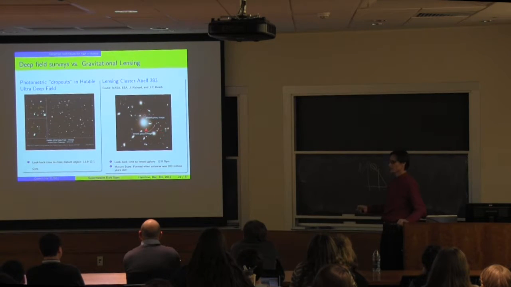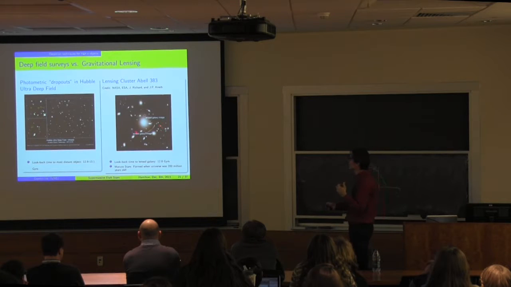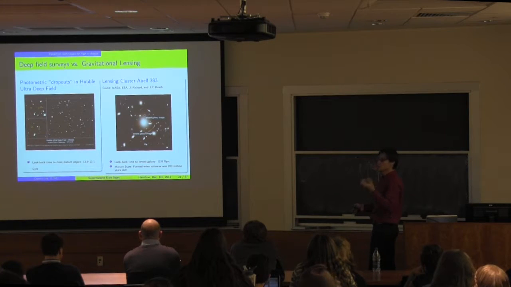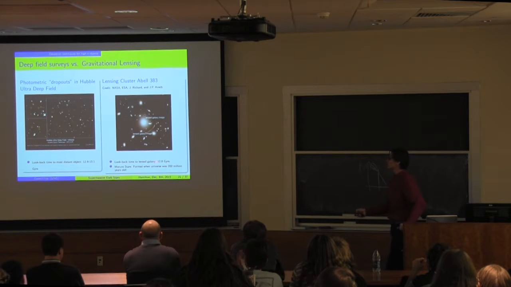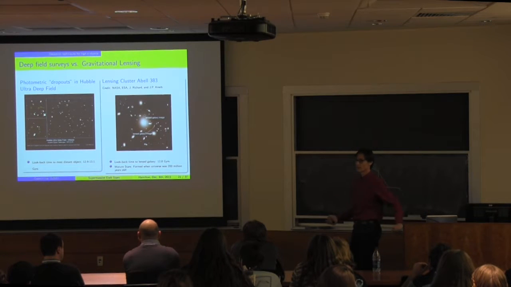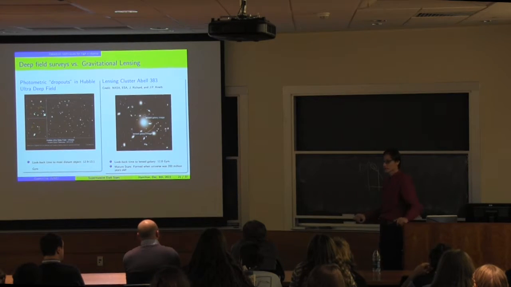If you have a very faint distant object, if it's gravitationally lensed by a very large cluster, such as in this case the Abell 383 cluster, you can hope to boost its signal to observable levels. And in this way, the most distant object has been observed and identified to have a lookback time of 13.8 giga-years, which is extremely impressive because the age of the universe is kind of close to that. So being able to observe something that close to the Big Bang with just lensing is really mind-boggling.